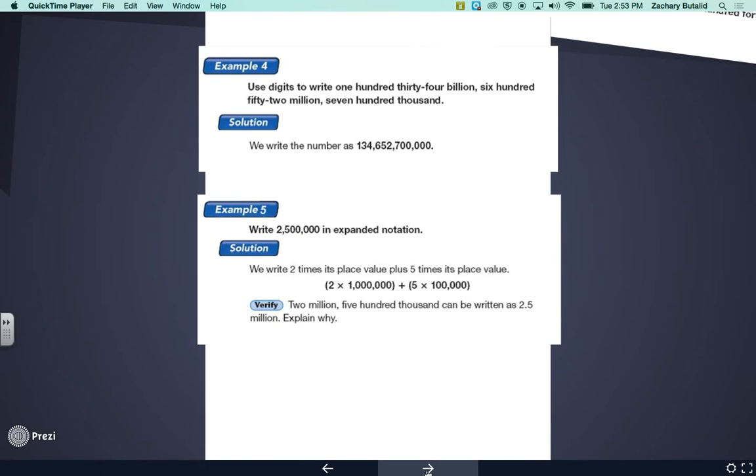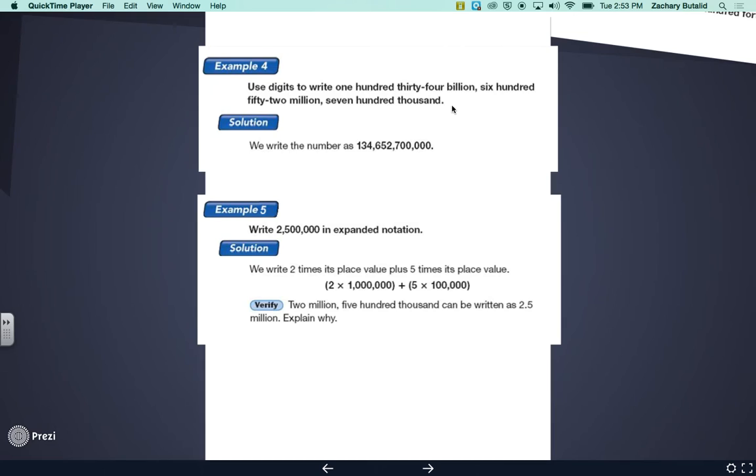Then let's look at example number 4. Use digits to write 134,652,700,000. Remember, we're going to use these commas as our commas in the actual number that we write, right? So let's do 134. So first we're going to write 134, then comma for the billion, okay? 652 million, so 652 is what we write down here. 652 million would be the comma. Then we have 700,000, 700,000.